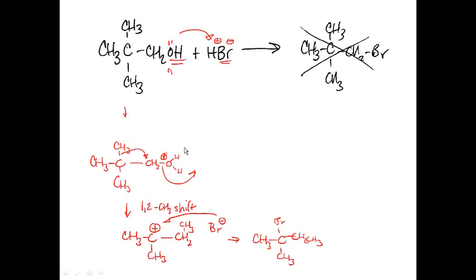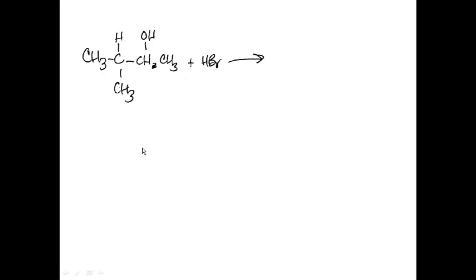So that's one example of a methyl shift occurring to give the more stable carbocation. And remember, the driving force for these rearrangements is the formation of a more stable carbocation. Here's another example of a rearrangement where if I tried to replace this OH group with a Br using HBr, that wouldn't happen.